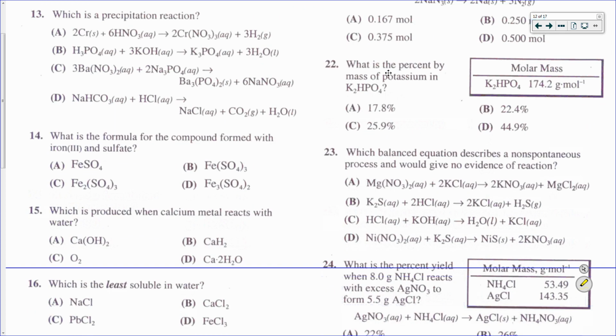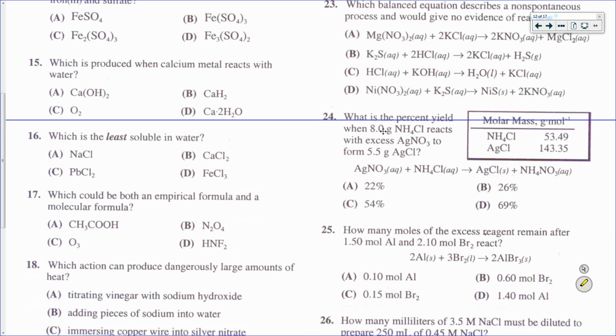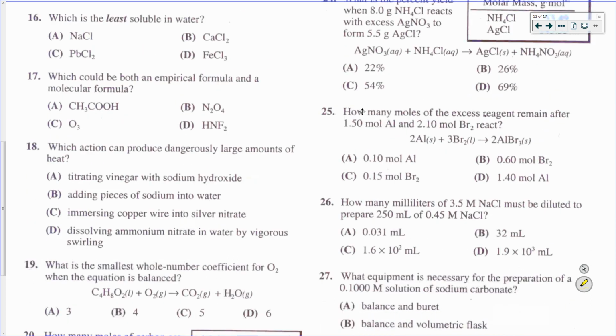Okay, what is the mass composition of a certain compound? So on this one, it wants to know how much mass is potassium. Which balanced reaction gives you no evidence of a reaction? So everything basically is a spectator ion. Nothing happens that's obvious. So when a gas is produced, everything stays in solution. Calculate a percent yield. Two things react. How much product's going to be made, or how much excess reagent is left over. So you have to figure out which one is in excess and how much of it's left. So that's just stoichiometry.